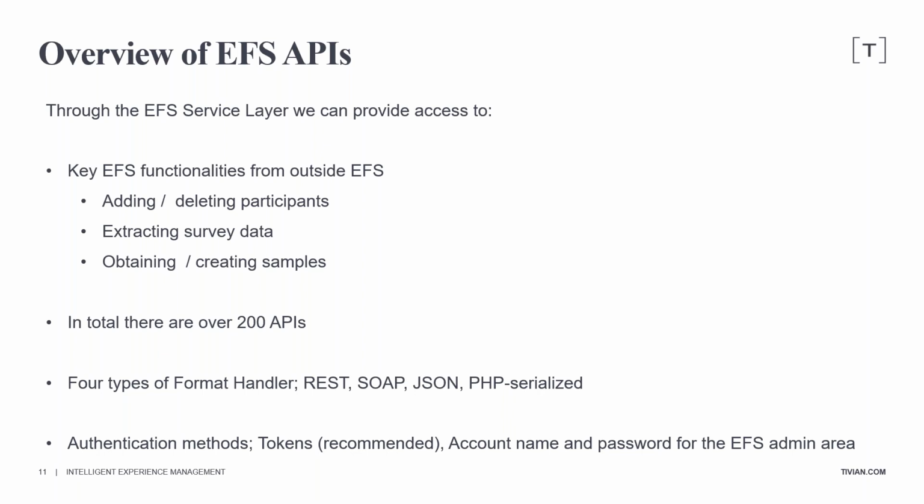But if you want to generate a token and you have the service layer module enabled on your installation, then you can just contact our support team and they can provide that token for you. If you don't have the service layer module enabled, please get in touch with either your account manager or our support team, and they will help you with the steps required there.